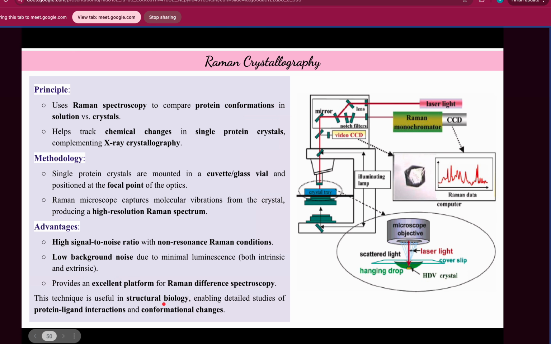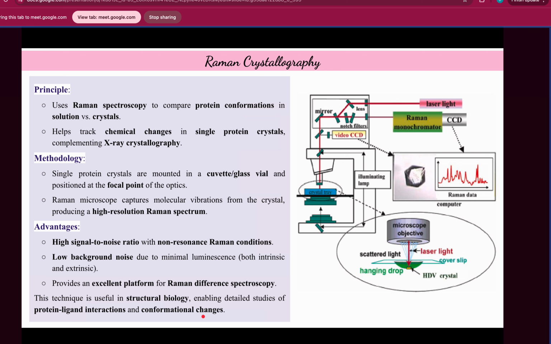And in this case, we can also study the protein ligand interactions. In the crystal, we can also add the ligand and co-crystallize the protein and ligand, and then use Raman spectroscopy to see how the interaction is happening live. So this is why we use Raman crystallography.